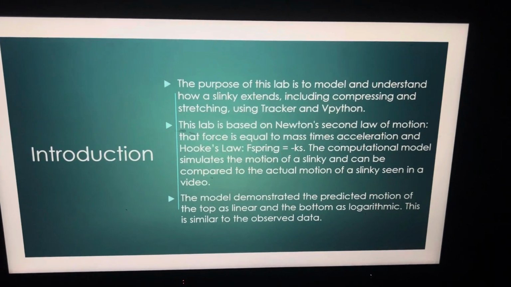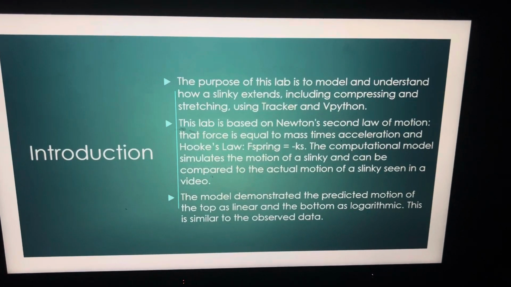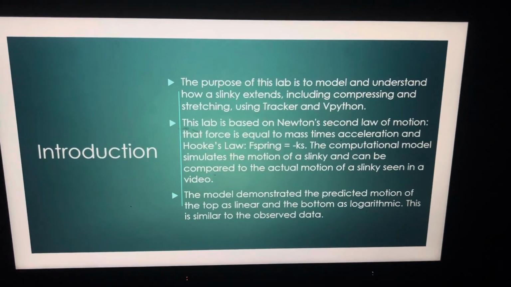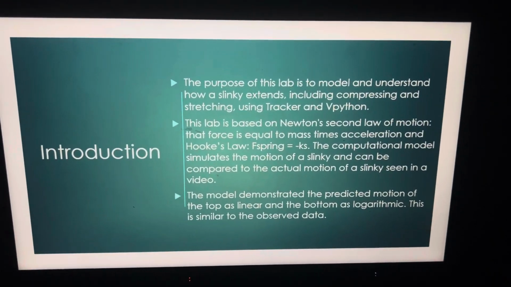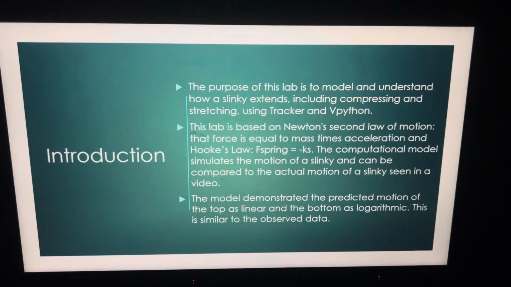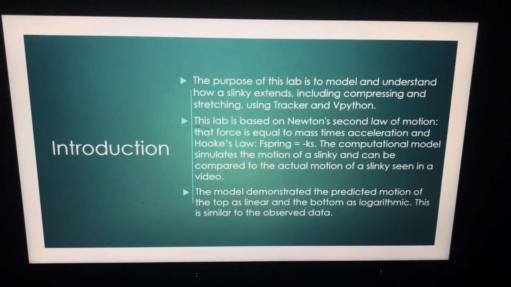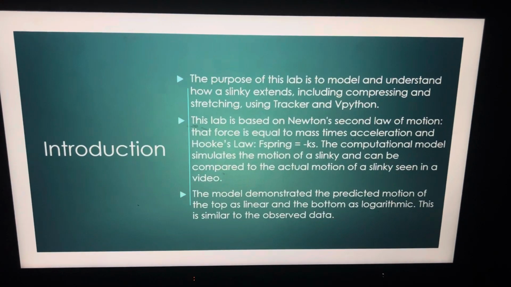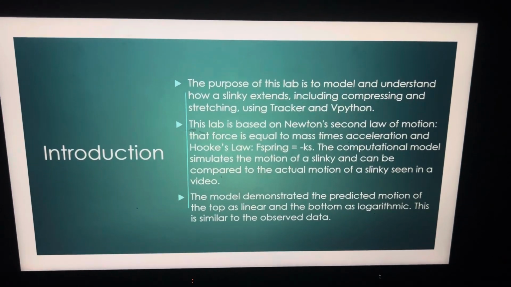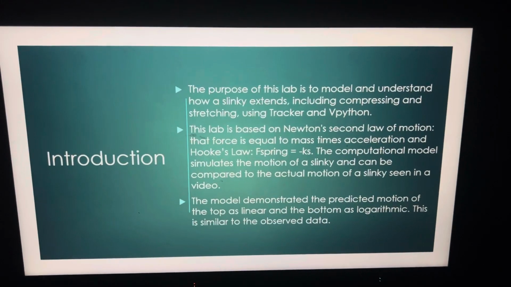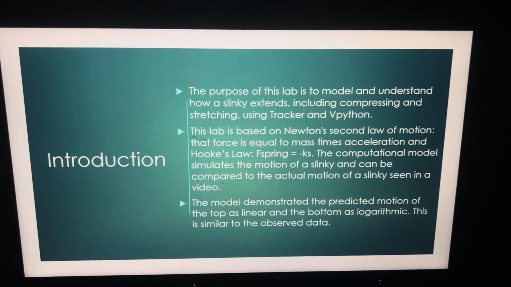The purpose of this lab is to model and understand how a slinky extends, including compressing and stretching, using Tracker and VPython. This lab is based on Newton's second law of motion, which states that force is equal to mass times acceleration, and Hooke's law, which states that the spring force is equal to negative ks. The computational model made in VPython simulates the motion of a slinky and can be compared to the actual motion of a slinky seen in a video.